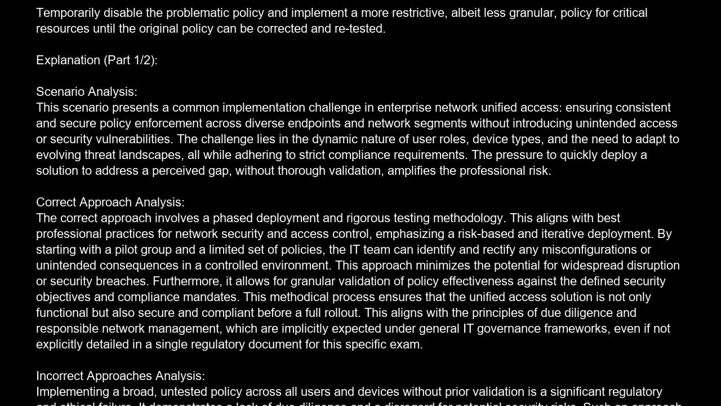The correct answer is B. Temporarily disable the problematic policy and implement a more restrictive, albeit less granular, policy for critical resources until the original policy can be corrected and retested.